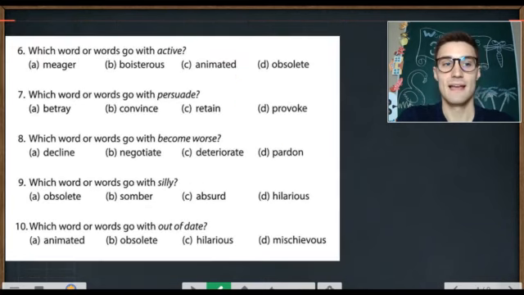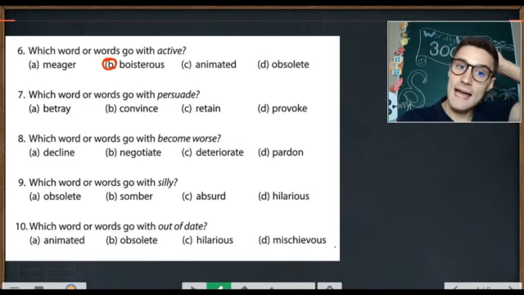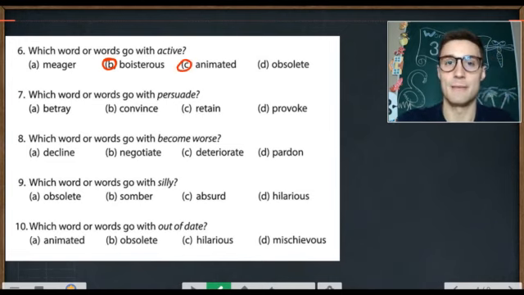Right. Number 6, question 6. Which word or words go with active? Is it A, meager, B, boisterous, C, animated, D, obsolete? I can see two that are correct. Which words go with active? It is B, boisterous, and C, animated. Those two are correct.